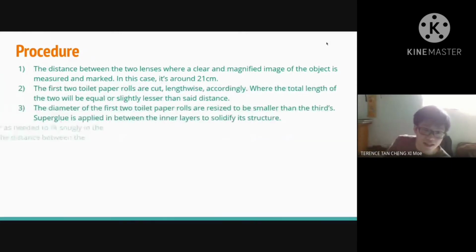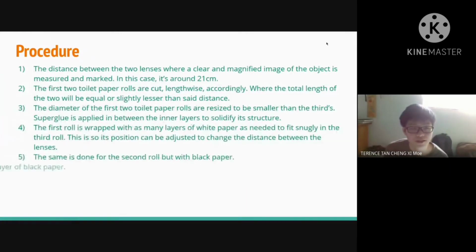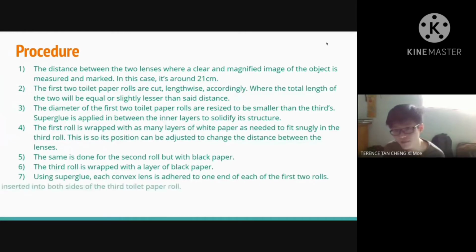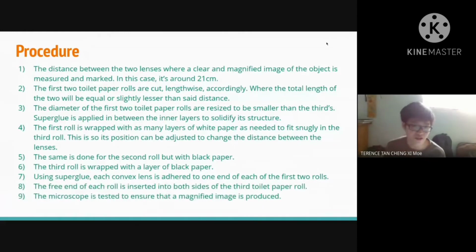So this is how we made it. First of all, the distance between the two lenses where a clear and magnified image of the object is measured and marked. In this case, it's around 21 centimeters. The first two toilet paper rolls are cut lengthwise accordingly, where the total length of the two will be equal or slightly lesser than said distance.